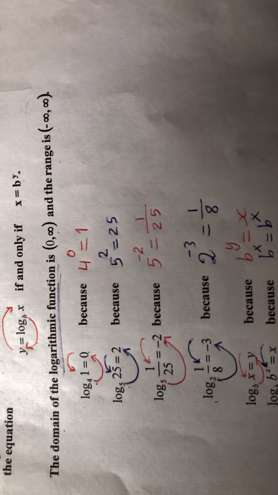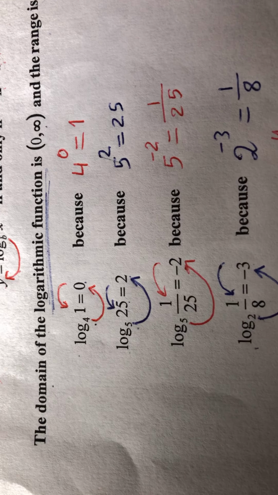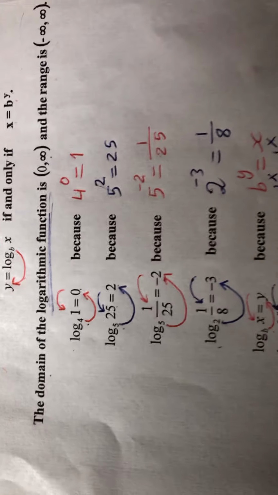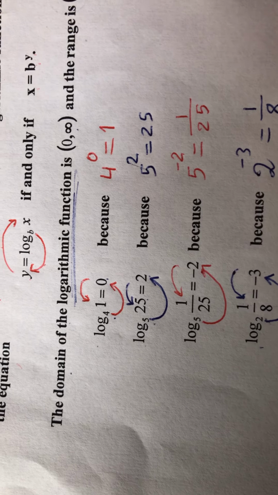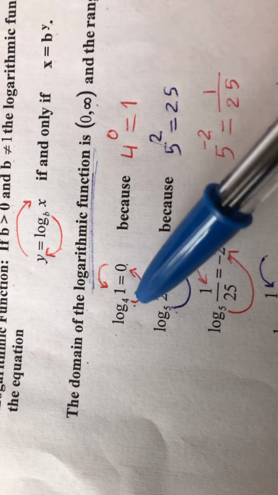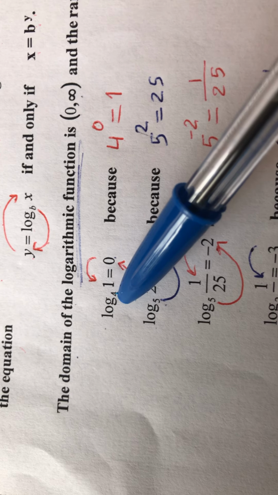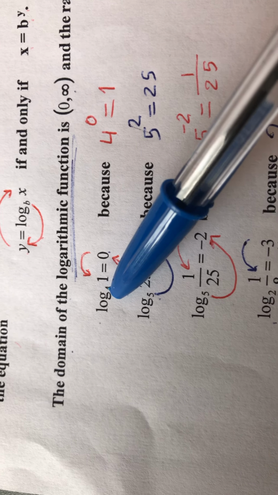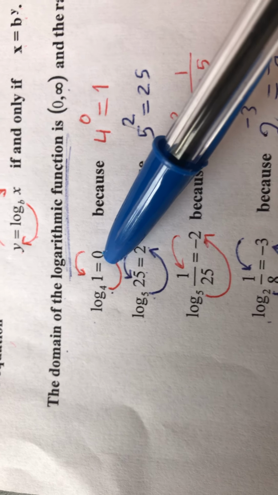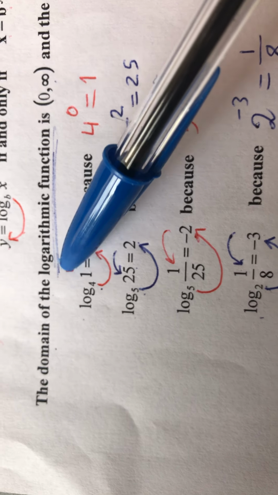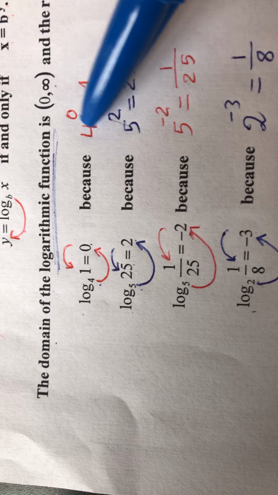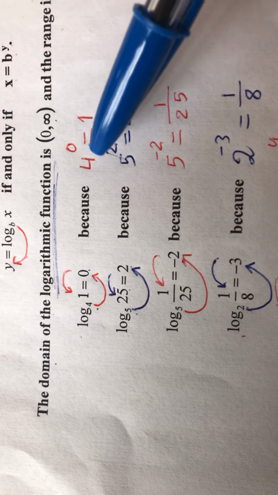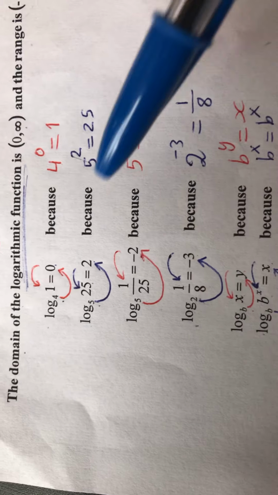So now what is log 1 with base 4? Log 1 with base 4 equals 0 because, here we start from the base. The base is 4. So 4 to the power 0 equals 1. It is clear that 4 to the power 0 is 1. Any number to the power 0 is 1.